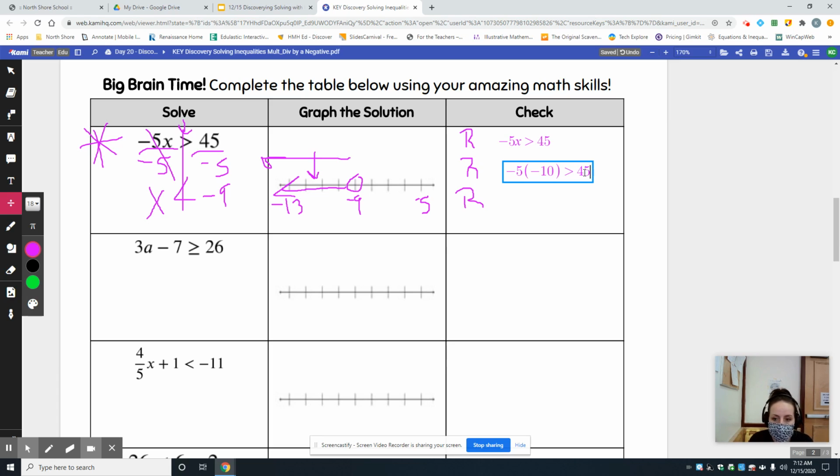-5 times -10 is greater than 45. When you do your multiplication on the left, there's no need to flip your inequality because you're not doing it to both sides. The only time you flip your inequality is when you're doing it to both sides. So -5 times -10 is +50, which is greater than 45. This is a true statement, so we did it right and we're good to go.